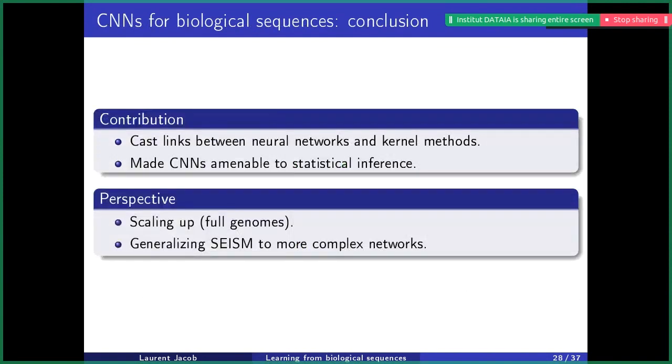So contributions on this part and neural networks for sequences have been to cast links between neural networks and kernel methods, and also make very simplified, at this point, CNNs amenable to statistical inference. Again, the perspective would be to do the same thing on whole genomes, for example, for the prediction, and generalize the testing procedure to more complex networks.